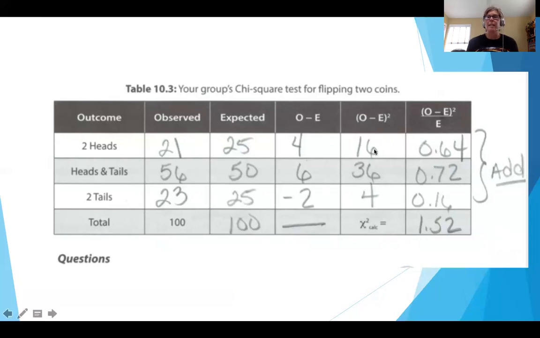And then I'm going to take my squared value, this column, over my E. So it's 16 divided by 25, and I got 0.64. Did the same here. 36 divided by 50, I got 0.72. 23 minus 25 gives me -2, but when you square it, -2 times -2 is 4. 4 divided by 25 gives me 0.16. Now, to get my calculated chi-square, I add up this column. So that gives me 1.52.